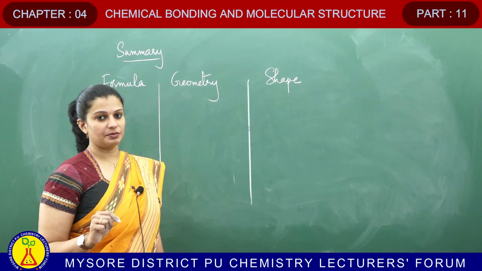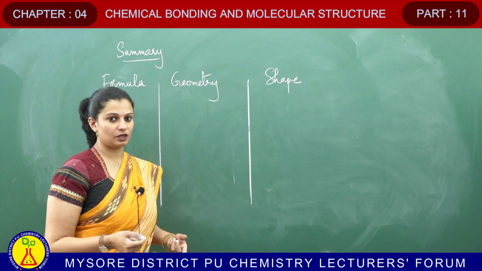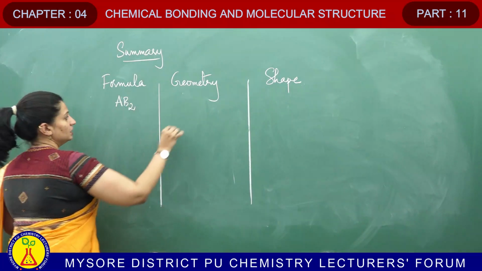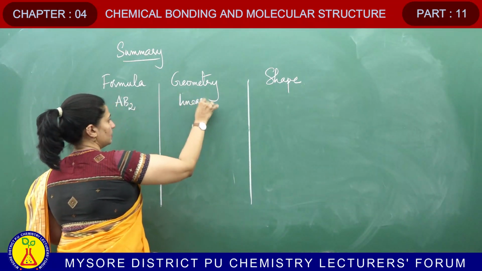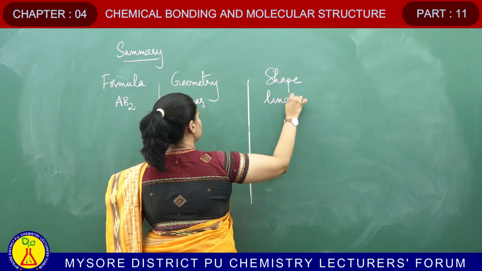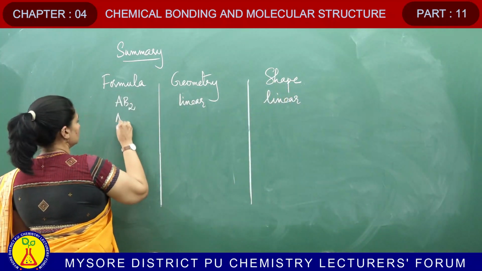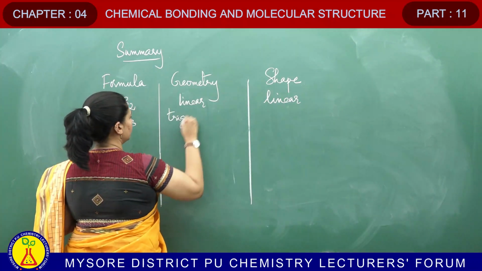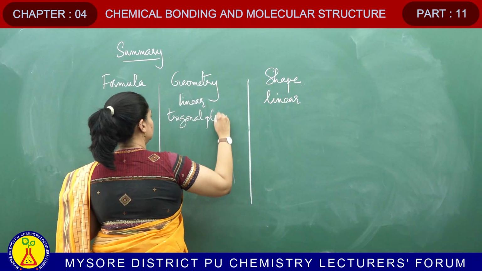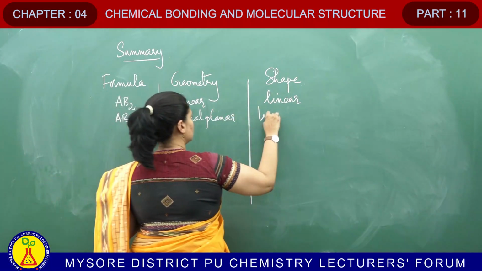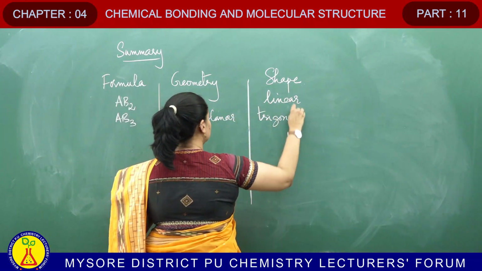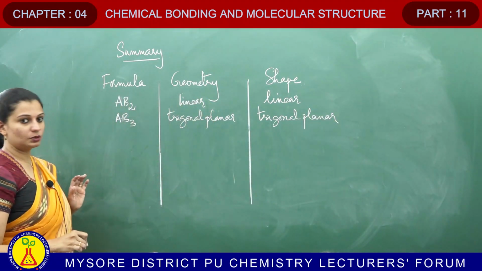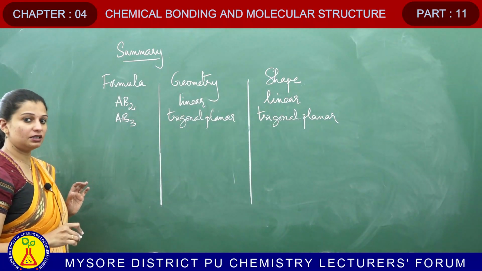Let's conclude VSEPR by doing a summary of the different formulae that we came across. The first one that we had was AB2. AB2 did not have any lone pairs, so it is linear and the shape is also linear. The second one that we had is AB3, which is trigonal planar, and the shape also remains trigonal planar for the reason that there are no lone pairs. So if there are no lone pairs, the geometry and the shape will remain the same.